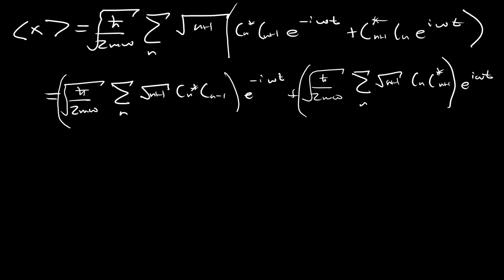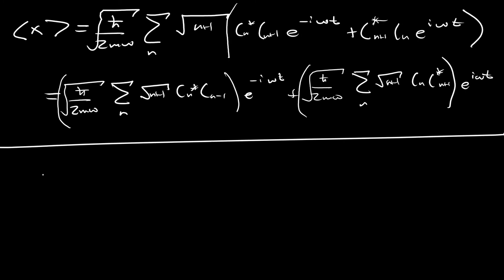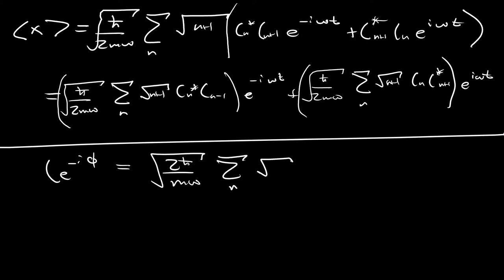All right. Now, let's do a little brief aside here. We're also given the following identity, that C e to the minus i phi is equal to the square root of 2 H bar over m omega times the sum over all n states root n plus 1 Cn minus 1 star Cn. We can apply this here. If you look, we have something very, very similar. Even though we have a C star n minus 1 and a Cn here, we have very similar things. And although we have a 2 in the numerator there, we have a 2 in the denominator here, so it's just half. And so let's go ahead and apply this.